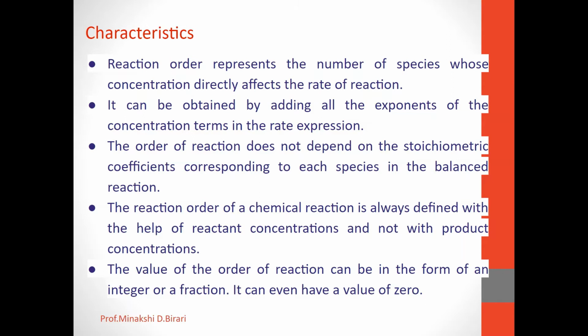So we should remember the characteristics of order of reaction. The reaction order represents the number of species whose concentration directly affects the rate of reaction. Order of reaction may be 1, 2, 3 or can be 0 also. The reaction order of a chemical reaction is always defined with the help of reactant concentrations and not with the product concentrations. So we should remember all these characteristics.